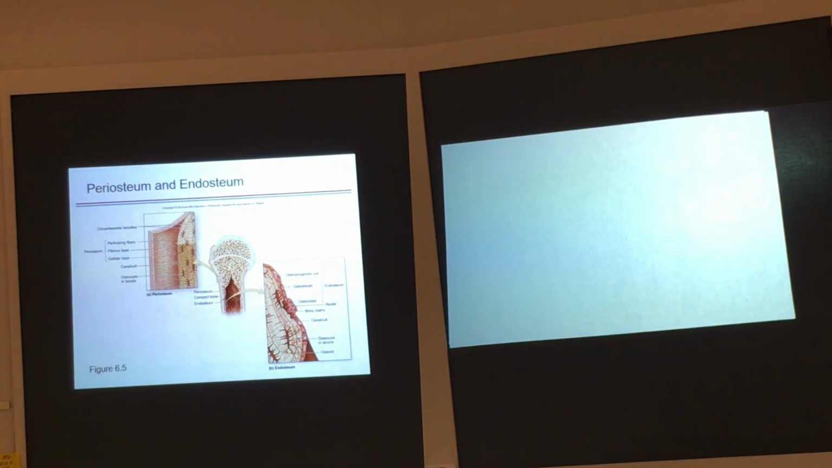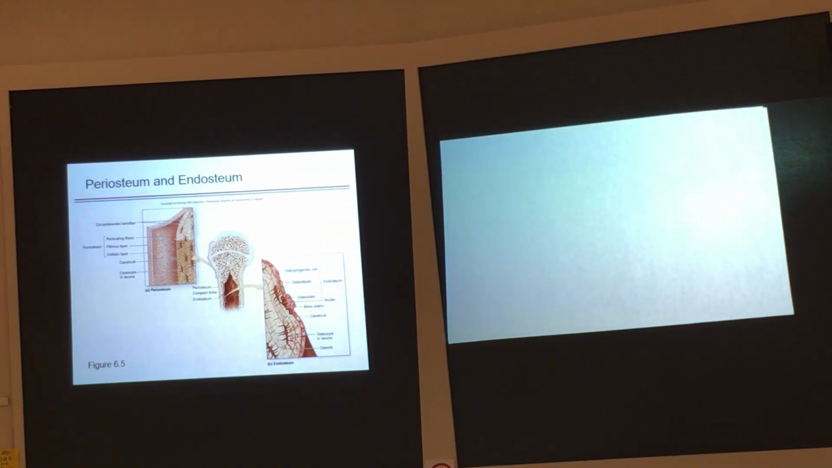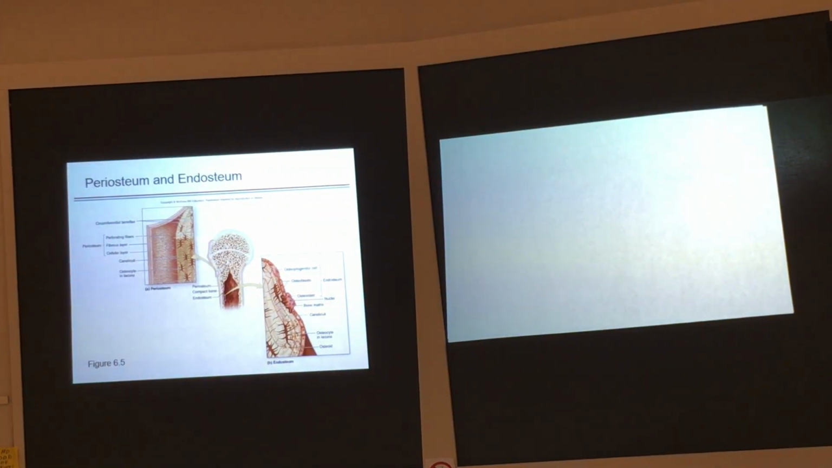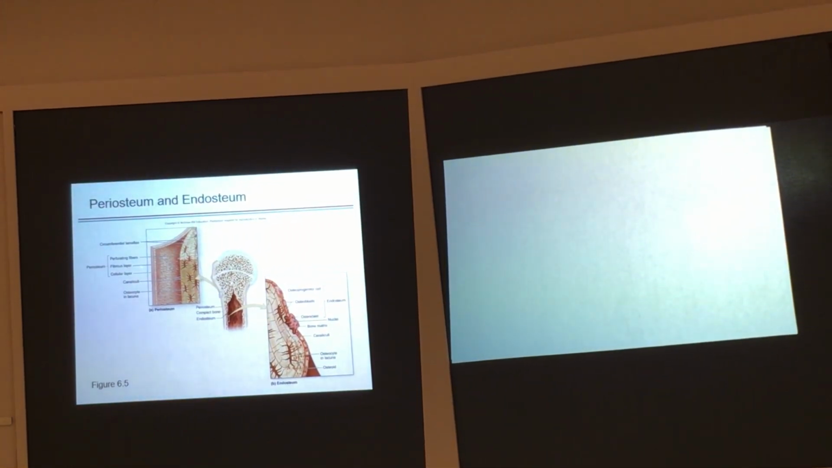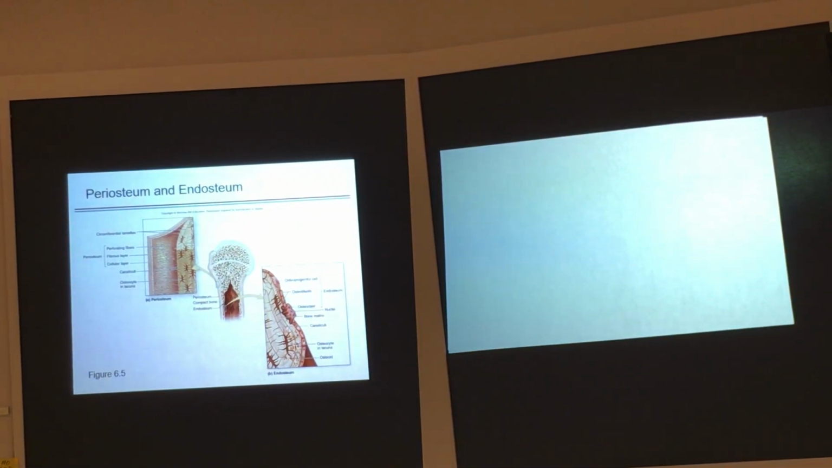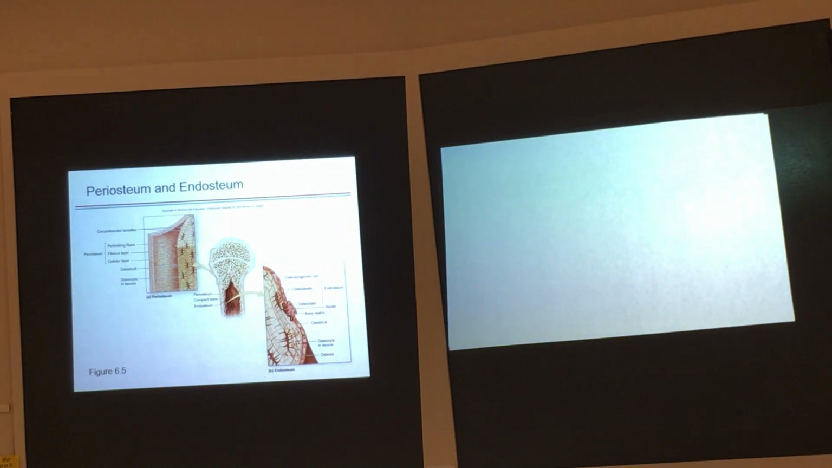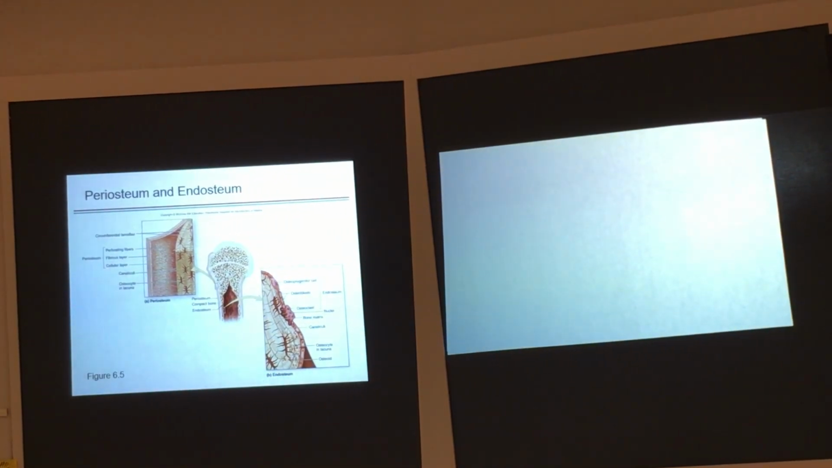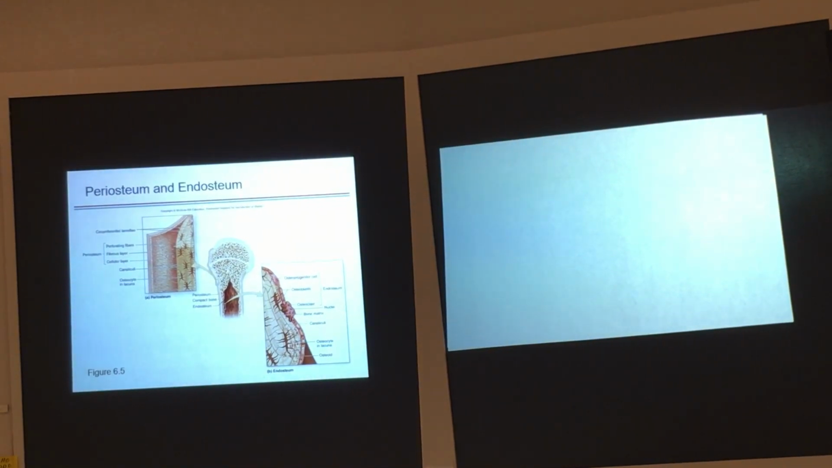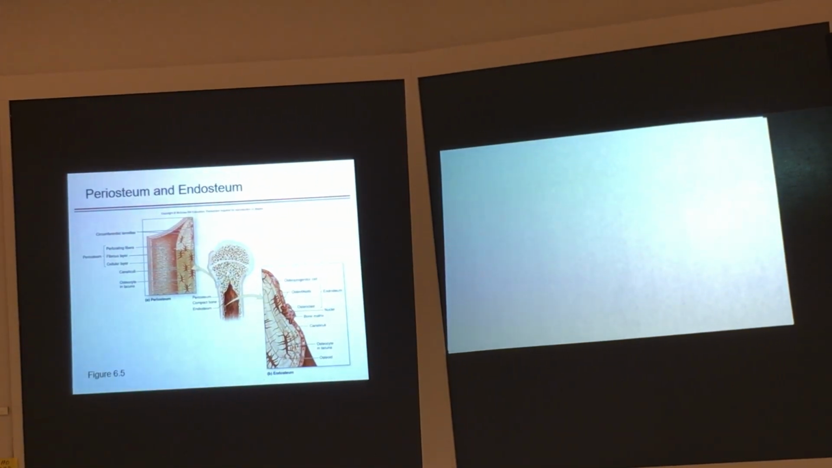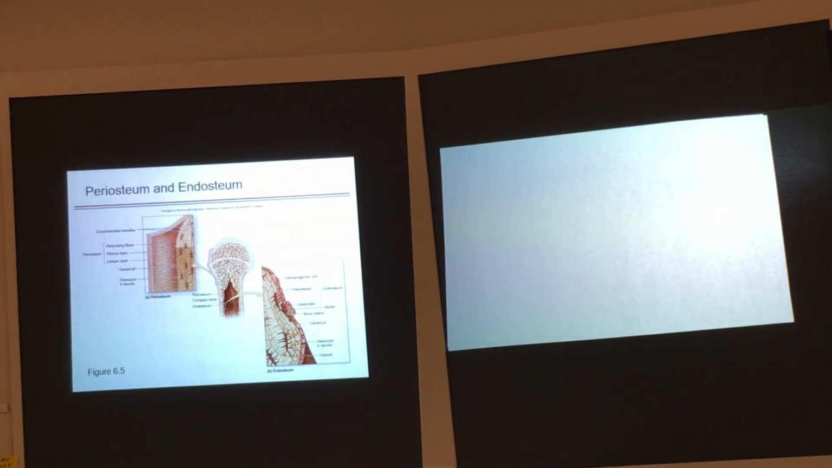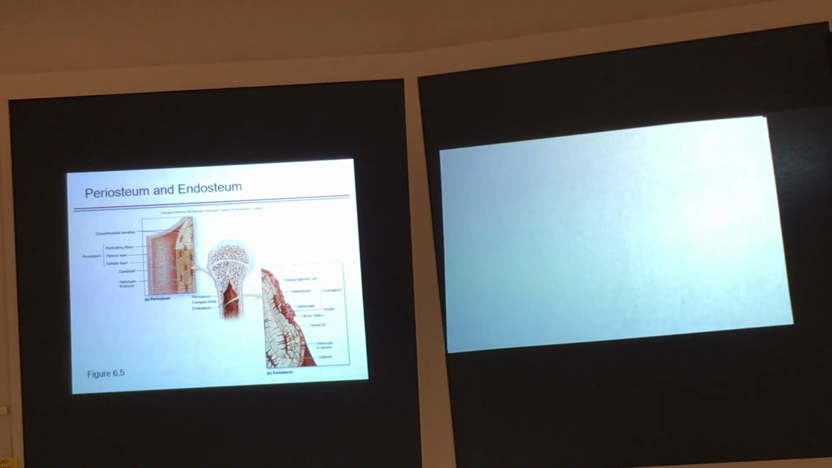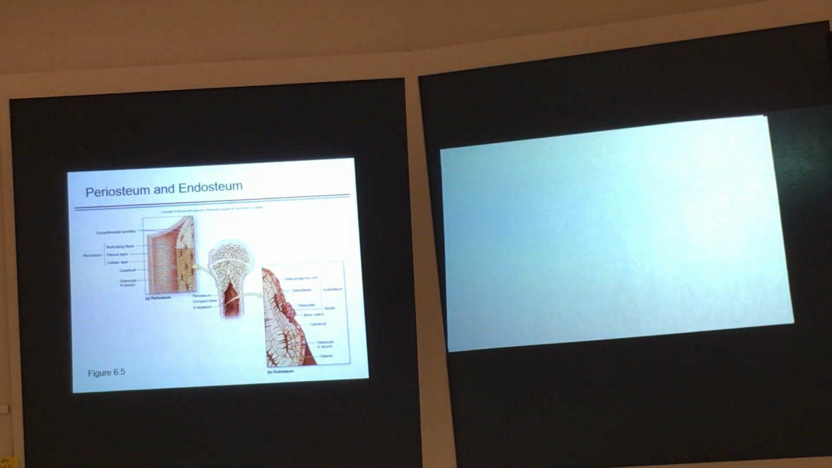So when you zoom in, you see the outside coverage, which is the periosteum. You can see that growth can also happen from the outside, or it could happen from the inside. So these are the osteoblasts. This big cell is osteoclast, which is called bone eater.